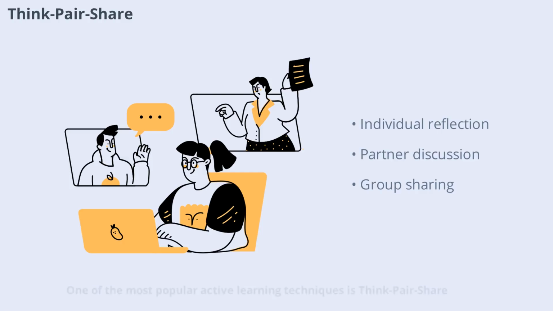One of the most popular active learning techniques is Think Pair Share. Here's how it works: first, you think about a question or problem on your own. Next, you pair up with a classmate or study partner to discuss your thoughts. Finally, you share your ideas with a larger group or the whole class. This method helps you organize your thoughts, learn from others, and build confidence in expressing your ideas. It's simple, effective, and can be used in almost any subject or setting.